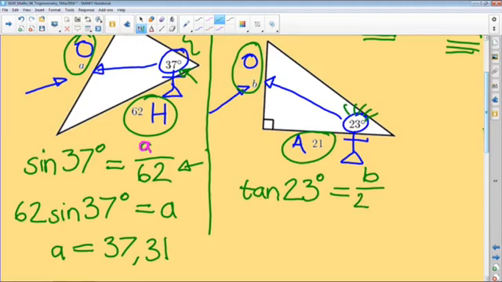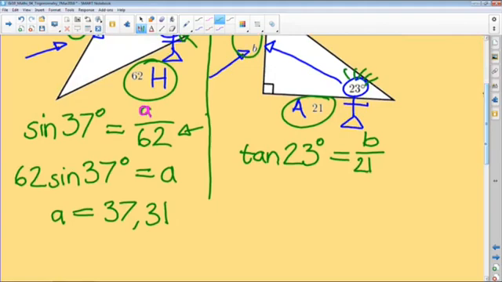So tan of 23 degrees is equal to opposite, which has a value of B, over adjacent, which has a value of 21. Well, once again, we're solving for an equation, but which part are we solving for? If you said B, you would be correct. So we need to get B by itself.